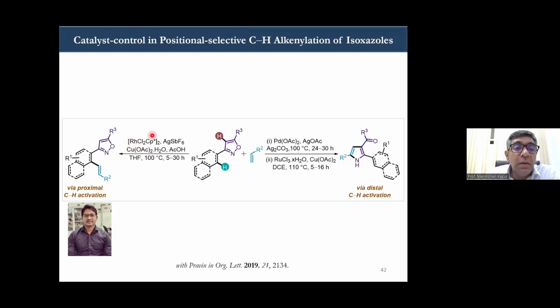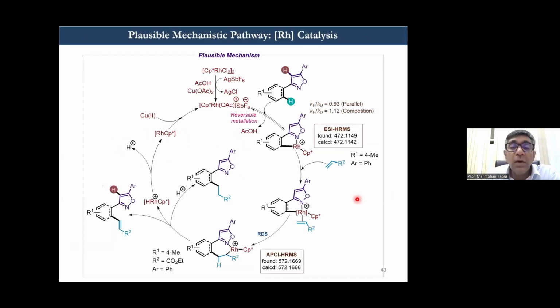Whereas with a rhodium catalyst, under cationic conditions, we were able to functionalize the proximal position. So now this becomes the proximal position for this hard directing group, whereas this is the distal position for this particular oxygen, because there is no way you can direct it to this particular position. The only way you can direct it is by pushing this particular electron density to this carbon, that is the C3 carbon. Okay, so how does this work?